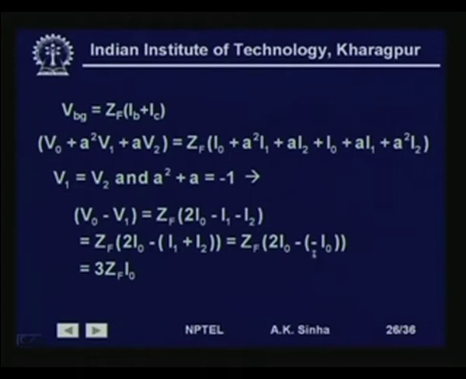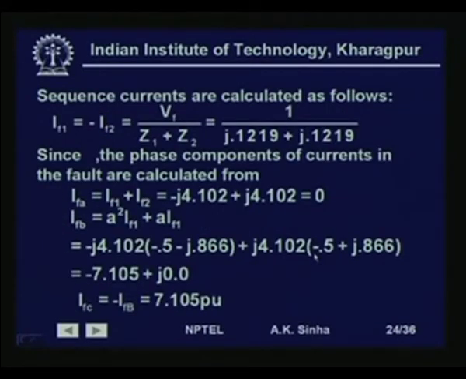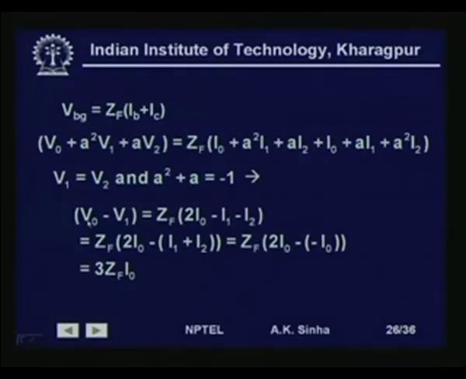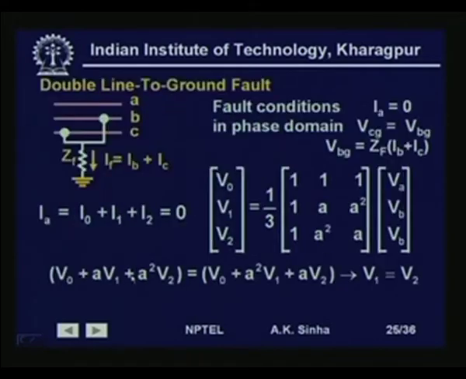This we get from here, I1 plus I2 is equal to minus I0. So, we have this comes out to be 3 ZF into I0. So, V0 minus V1 is equal to 3 ZF into I0. V1 is equal to V2, and I0 plus I1 plus I2 is equal to 0.